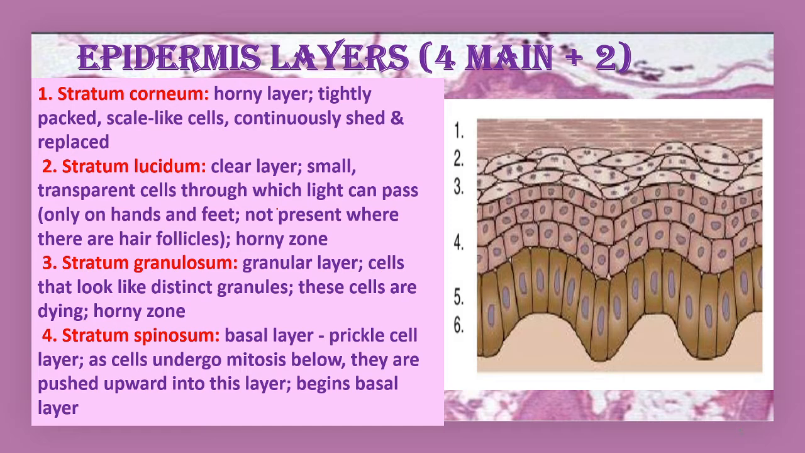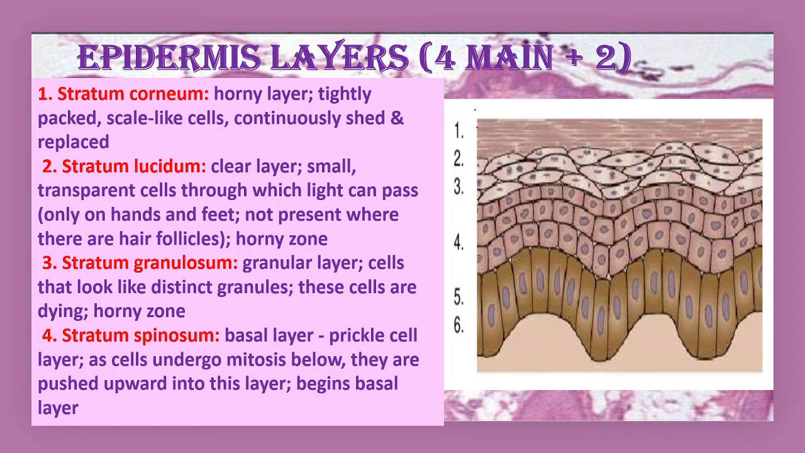Now more about epidermis: though it is a very thin layer, it is made up of 4 plus 2, that is 6 layers. The first layer is the stratum corneum that you can see. It is the horny layer, and the cells are very tightly packed, that is the reason they appear like scales, and they are continuously shed off and replaced by the layer which is present beneath.